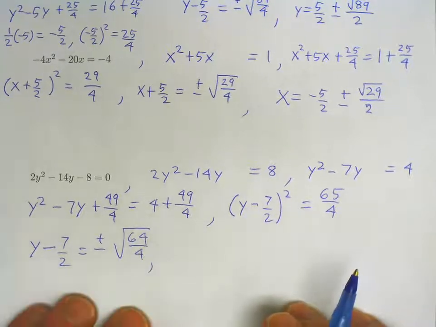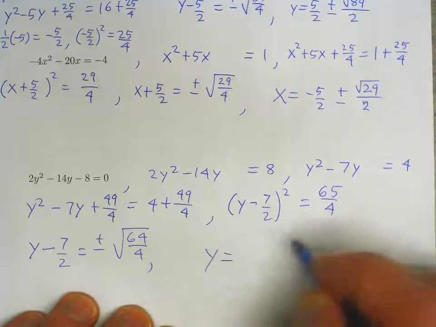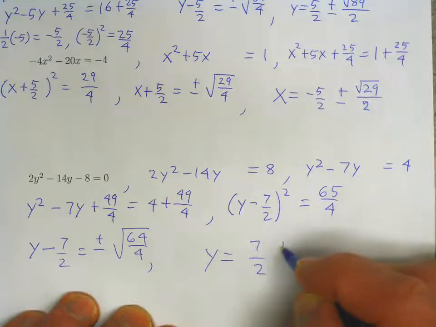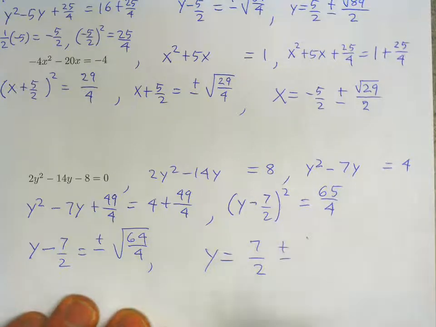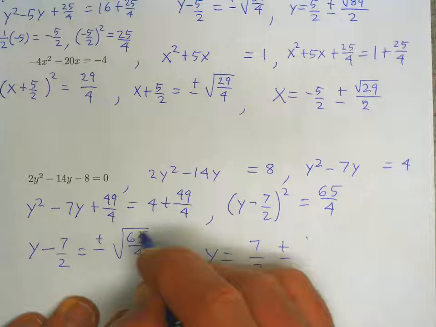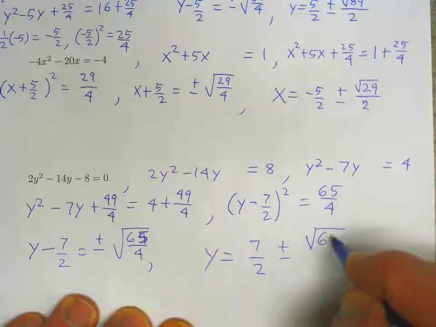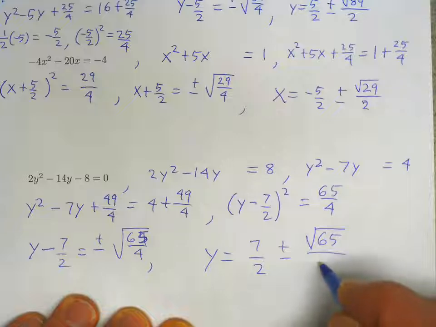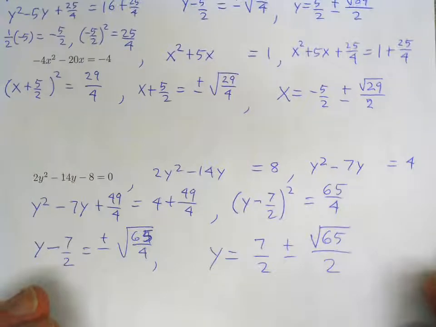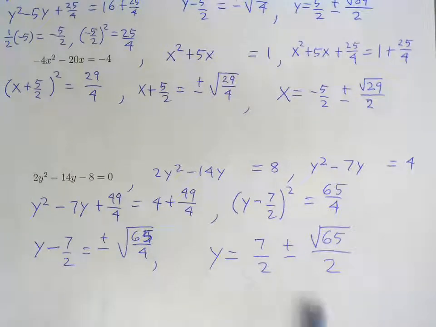And then the last step, y equals 7 halves plus or minus, sorry, that's not 64, it's the square root of 65 fourths. So in the numerator is the square root of 65, and the square root of 4 in the denominator is 2. Okay, so that's all we have time for today. Tomorrow we will start the test 3 review.